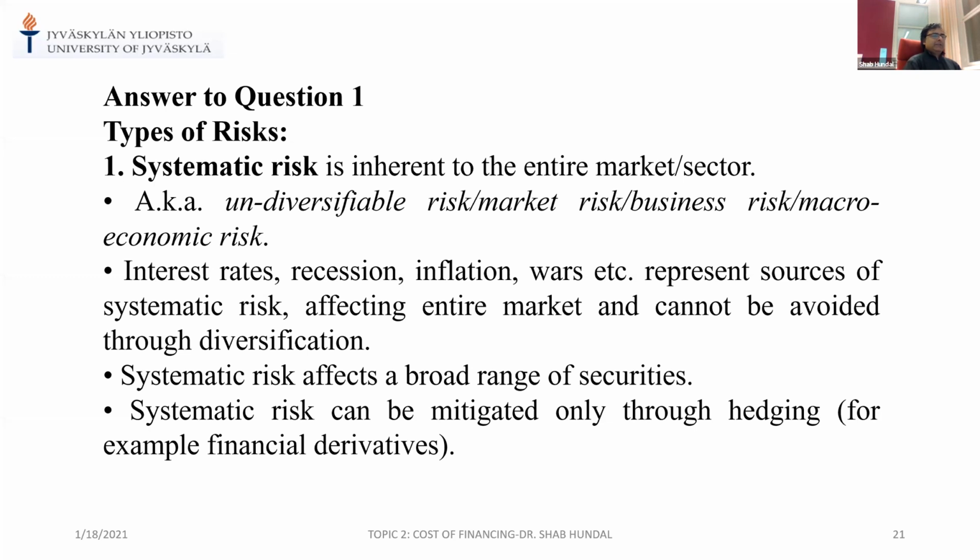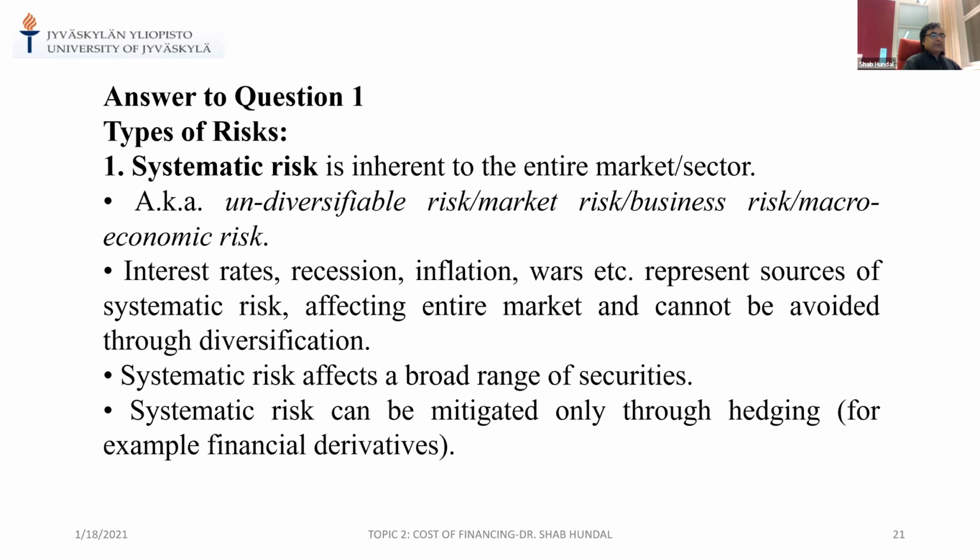So the systematic risk is a broad type of risk. It's also called market risk. It's called business risk, macroeconomic risk as well. Interest rate movements, recession, inflation, war, even climate changes. If there's any nature's fury like tsunami or Katrina, and what we saw some years ago in Japan, those are the systematic risk. Okay.